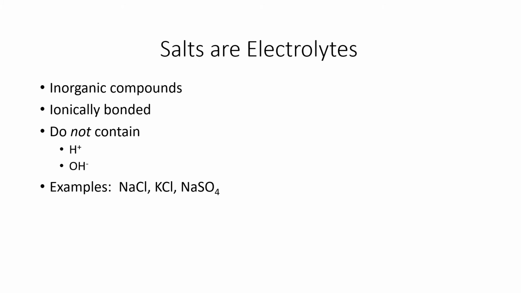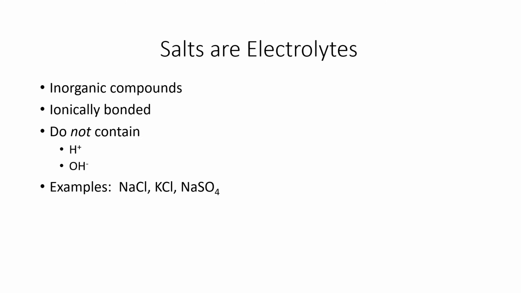So let's talk about a subcategory of electrolytes, which are the salts. They are, of course, inorganic compounds. They are ionically bonded together. That means in water, they break apart into two components. What are they? They're cations and anions.